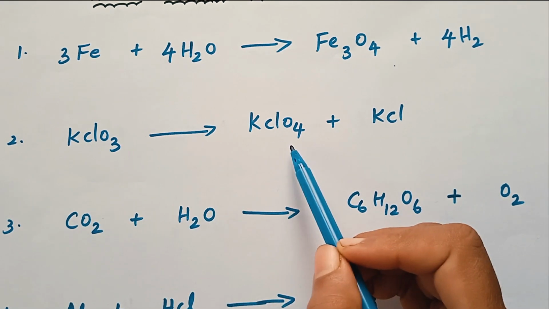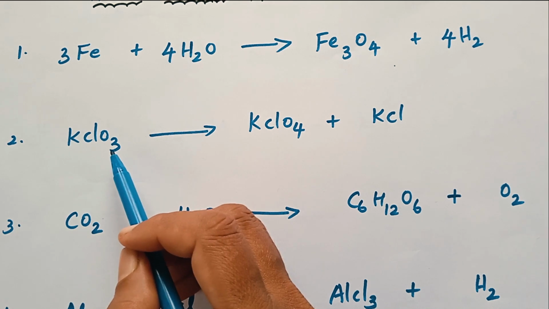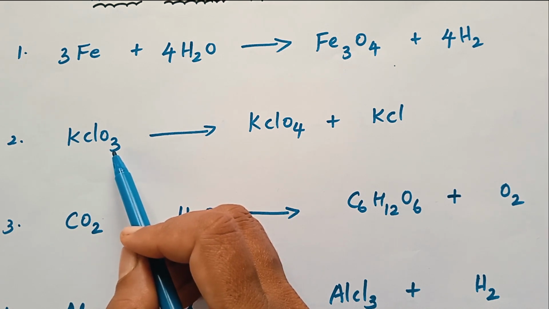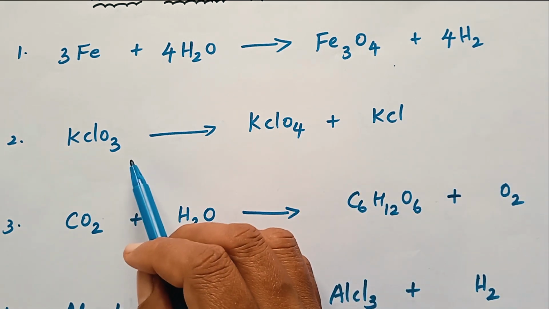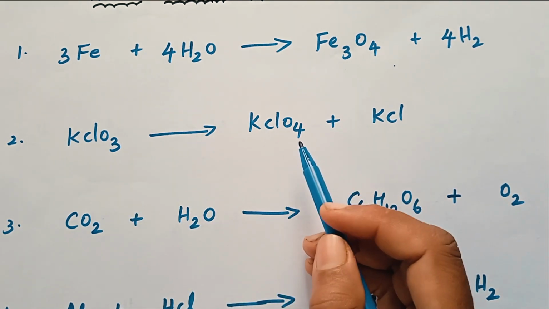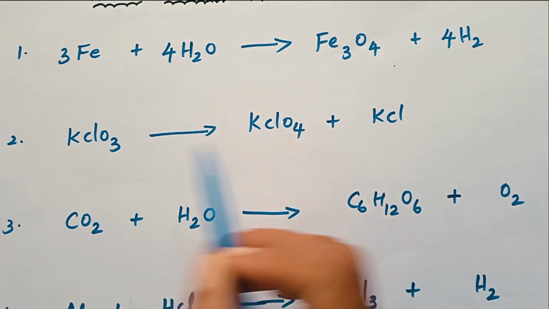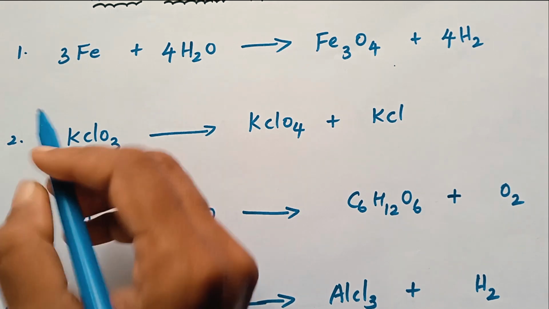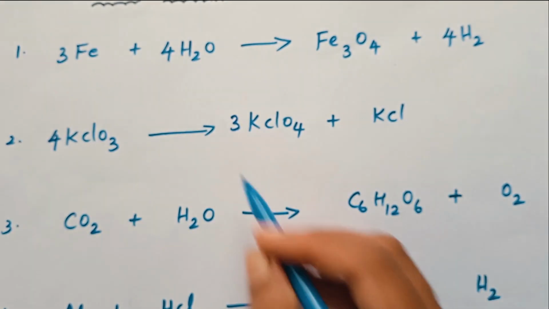KClO3 gives KClO4 plus KCl. In this case, first we will balance oxygen, since in the reactant side there are 3 oxygen atoms and in the product side it is 4. So when you have an odd number of atoms and an even number of atoms, in that case what you have to do is take the LCM of 3 and 4, you will get 12. So you want to get number 12, so multiply here by 4. 4 into 3 is 12 and here 3. 3 into 4 is 12.